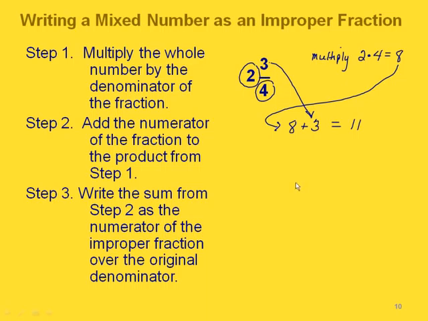And then we're going to write the number that we got in step 2 as the numerator of our improper fraction. So we take our 11, that's going to be our numerator. The denominator for our improper fraction will be the same as the denominator in our original mixed number. Now we can say that 2 3/4 is the same as 11/4. This is the mixed number, and this is the improper fraction. So it's just two different ways of writing the same thing.